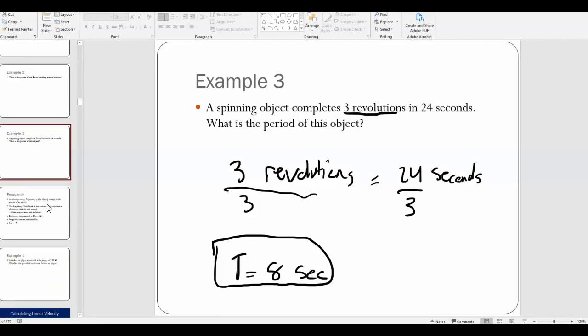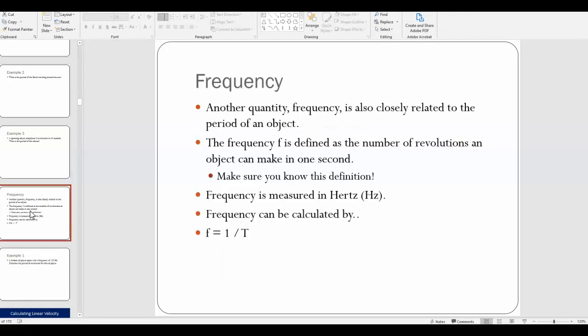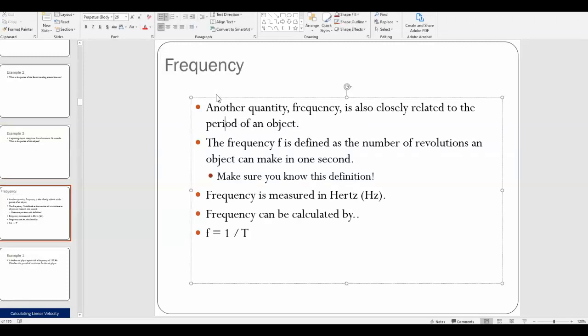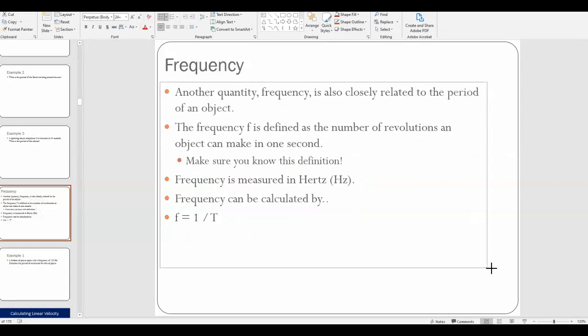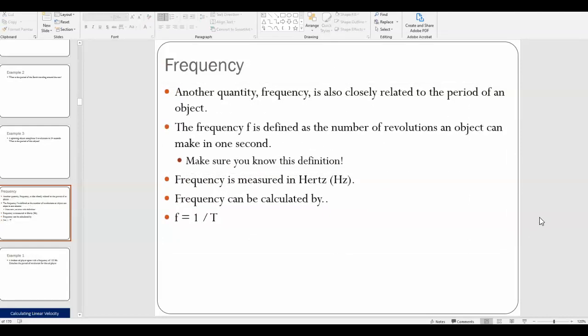Okay, so make sure you understand what period is. I'm going to go to the next slide. Something very related to period is the concept of frequency. They're actually kind of inverses of each other. Again, definitions are important, so make sure you read the definition of frequency carefully.